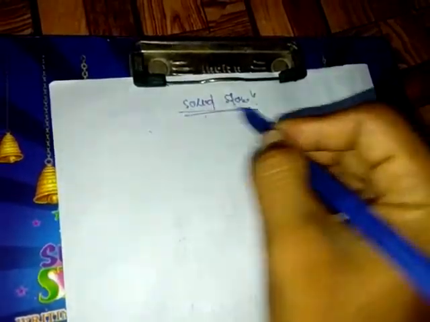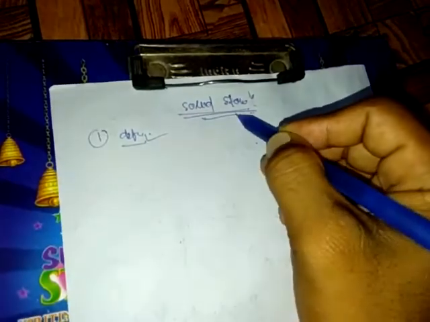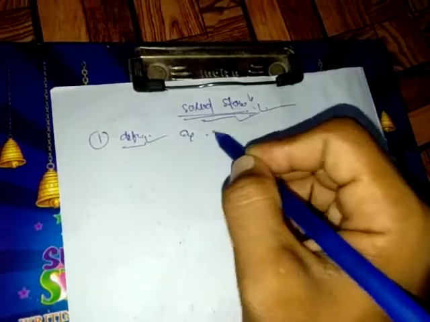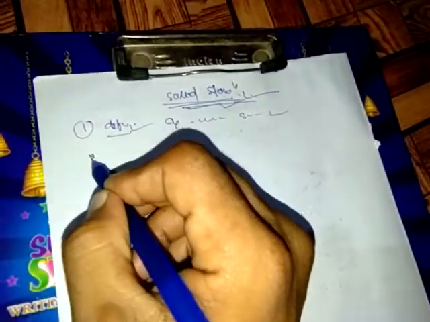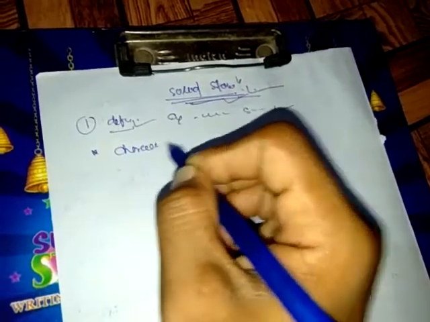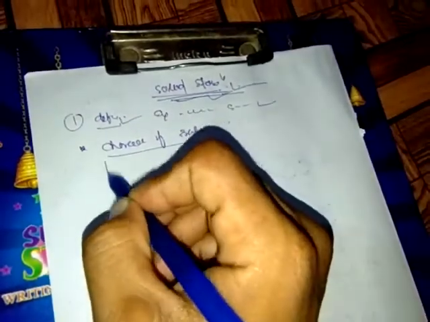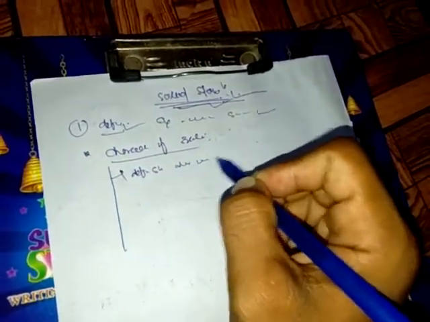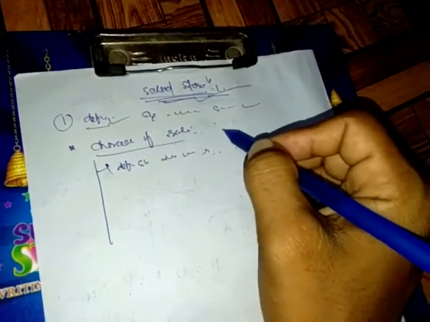So we know the solid state. First of all, its definition: a solid possesses definite shape, definite volume, and occupies some space. Examples are wood, brick, stone, iron, etc. Then the second thing, dear students, is the characteristics of solid state: definite shape, definite volume, compressibility, slow diffusion, high density, melting point, whatever is there, you already know.